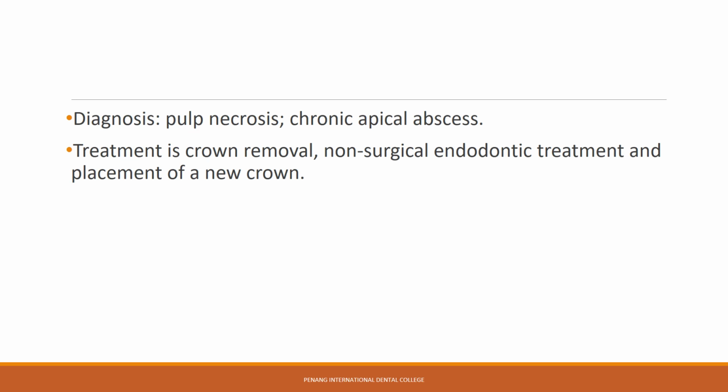Coming to the diagnosis, since there was no response to the sensitivity test, we diagnose it as pulp necrosis. As there is a draining sinus, remember, if there is a draining sinus you would diagnose it as chronic apical abscess. If there was no draining sinus, then I would have diagnosed it as asymptomatic apical periodontitis, but if there is a draining sinus, then the diagnosis is usually chronic apical abscess. The treatment of choice: first remove the crown, because there is recurrent caries around the margins of the crown, which has to be restored and a new crown has to be made. Non-surgical endodontic treatment has to be done because the tooth is necrosed, followed by placement of a new crown.